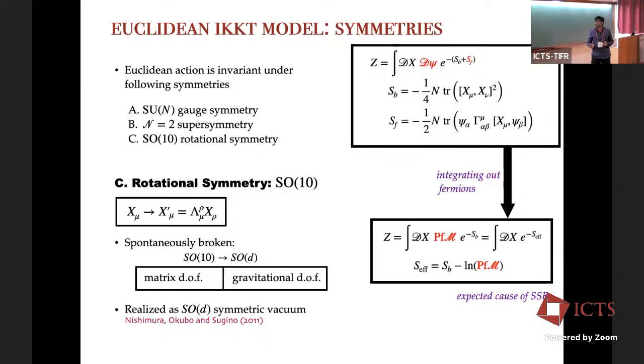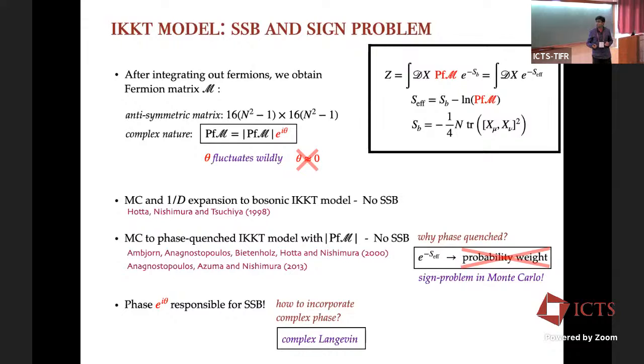After integrating out the fermions, what we have is the Pfaffian of a matrix, and we'll see how it plays a role in spontaneous symmetry breaking. We have this fermion matrix after integrating out the fermions, and its properties are that it's antisymmetric and, more importantly, it has a complex nature. So the Pfaffian has a complex phase associated with it, which fluctuates widely. If we take a phase-quenched approach, ignoring this phase, the theory would not be exact and would be missing some information.